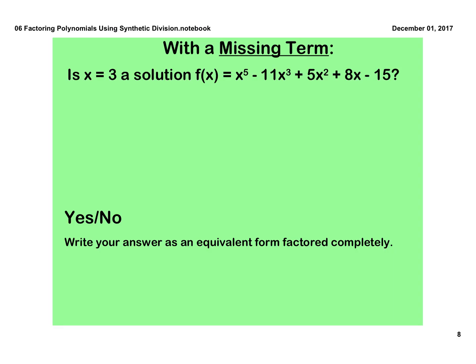The next slide, this one, has a missing term. It tells you at the top: with missing term. So it's got an x to the fifth. It skips the x to the fourth. That means there's 0 x to the fourth. And then it goes to the third, to the second, to the first, and then the last one's just a constant. Do you know what to do now that I just told you that there's a missing term? See if you can do it.